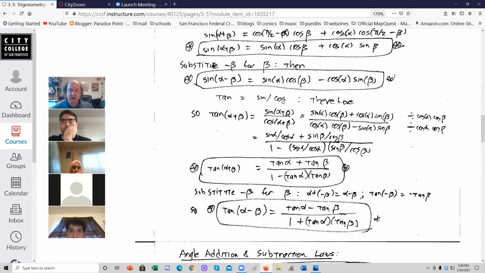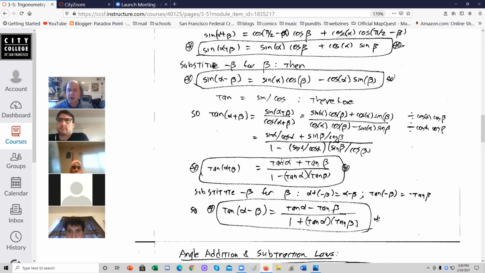Tangent is sine over cosine, so tangent of a sum is sine of a sum over cosine of a sum. So sine cosine plus cosine sine, over cosine cosine minus sine sine. We divide numerator and denominator by cos alpha cos beta. Then these cosines cancel. Sine over cosine is tangent. Sine alpha over cos alpha, sine beta over cos beta, like that.